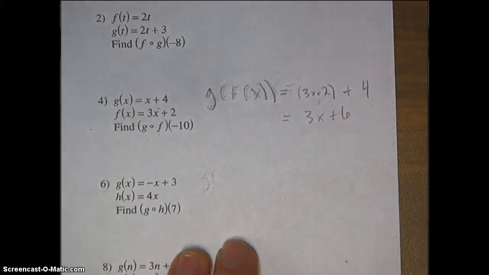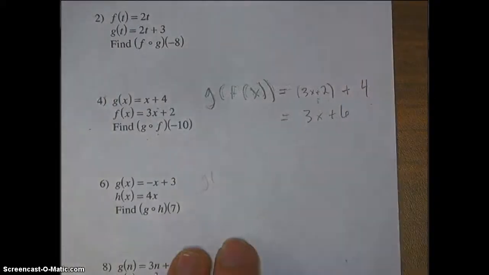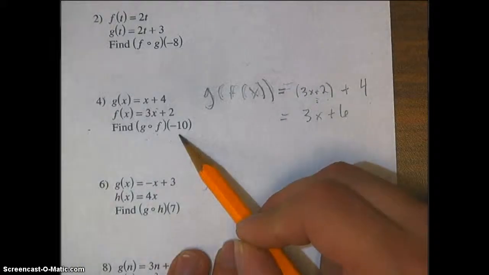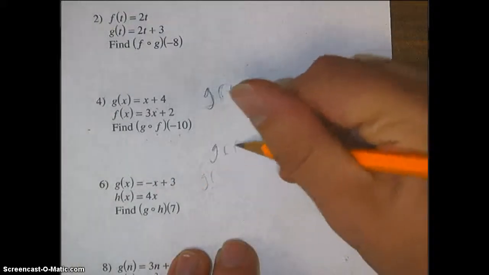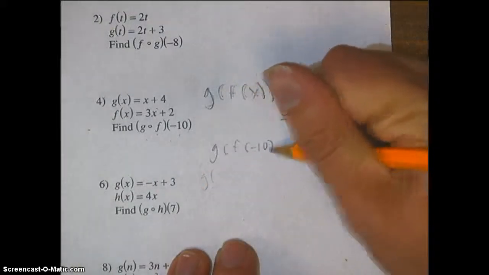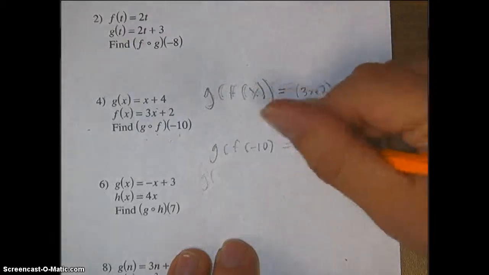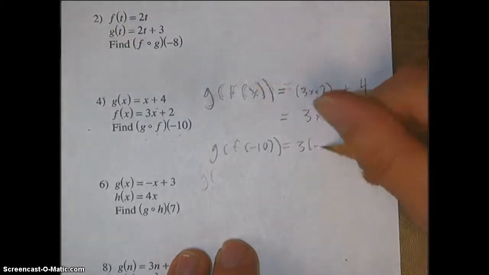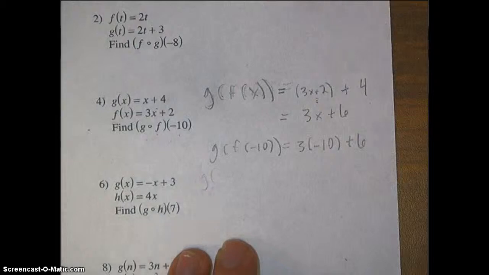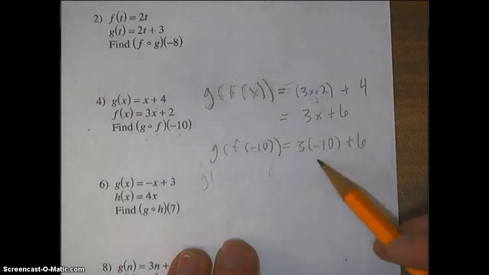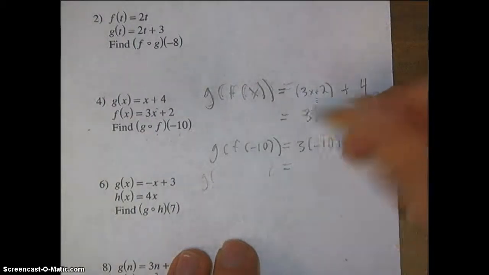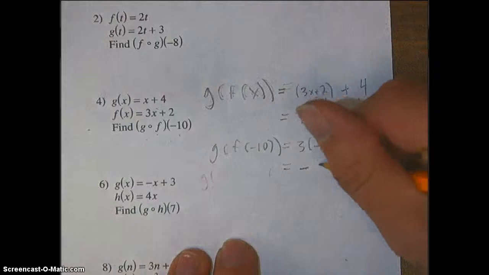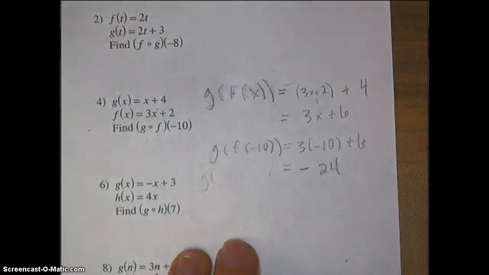So that's pretty simple. What you need to do now is plug in negative 10. So g of f of negative 10 equals 3 times negative 10 plus 6. 3 times negative 10 is negative 30. Negative 30 plus 6 is negative 24. So that's not too bad. Let me show you another one. Let me show you number 5, the next one.